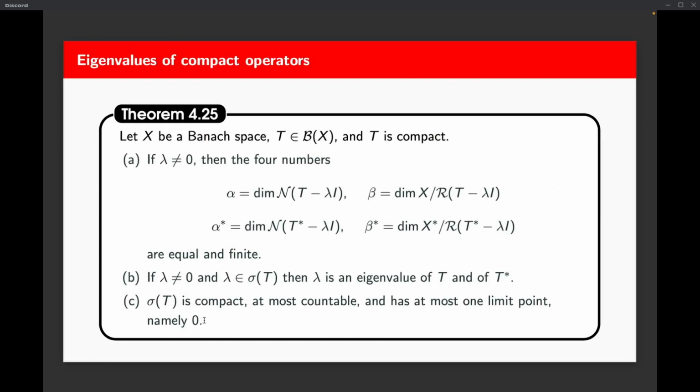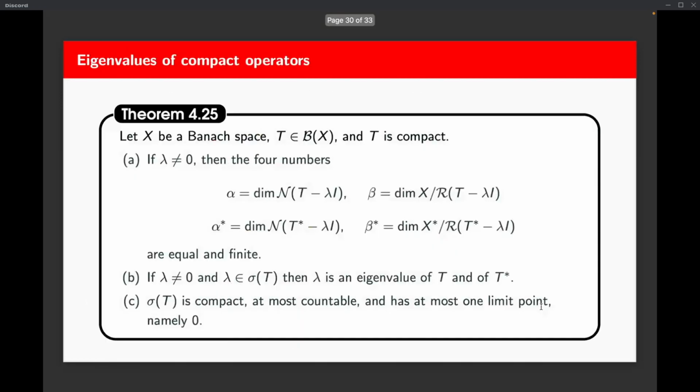Yeah, so I guess that's about as nice of a behavior as you could probably expect in infinite dimensions, given that a map can fail to be surjective without failing to be injective, right, in infinite dimensions. So 0 is always going to be special, but yeah.